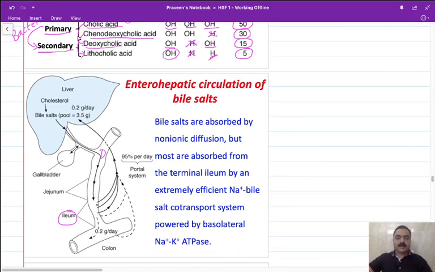And by the time it reaches the ileum, what happens? It is taken back by what? The sodium bile salt co-transporter, which is a secondary active transport. So you need the primary active transport, that is the sodium potassium pump on the basolateral membrane.